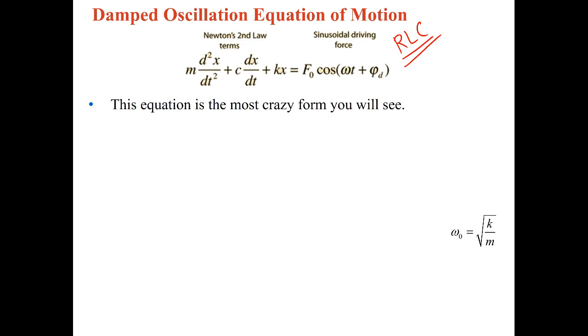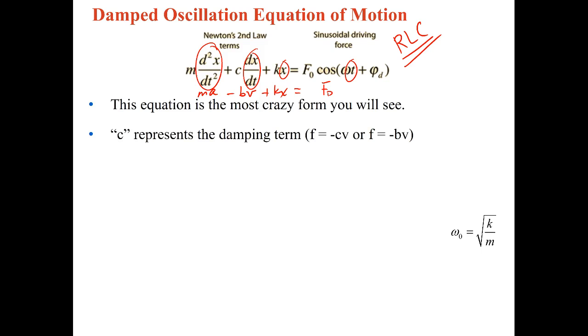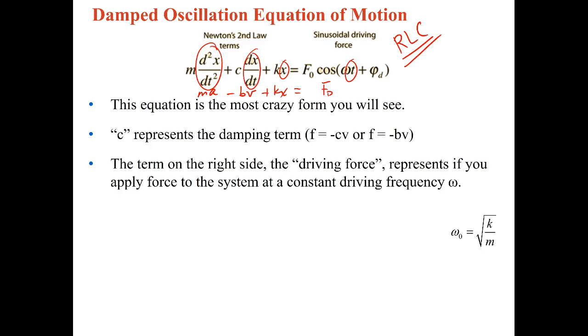You've got the acceleration from m d squared x dt squared, that's basically your ma. You've got your damping right here, so minus basically bv. You've got your spring force, kx, and then you have Fd, which is like a driving force. So you have four terms. You've got a second derivative right here, you have a first derivative right here, you have a variable, and then you even have time. So putting all that together tends to be pretty complicated. c is the damping term. Usually we write it as negative bv, but you can also write negative cv.